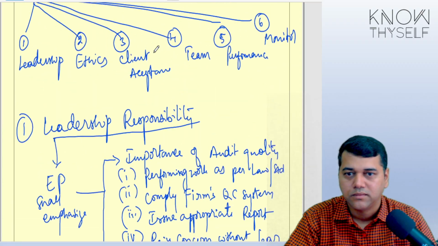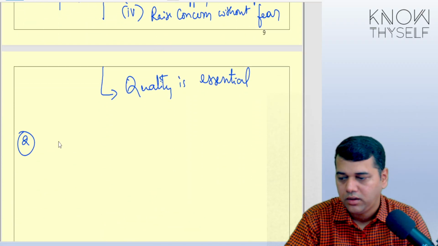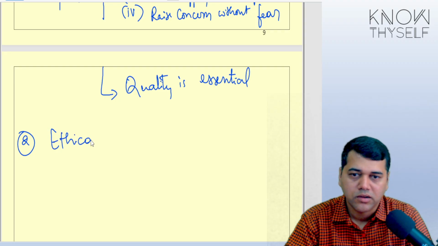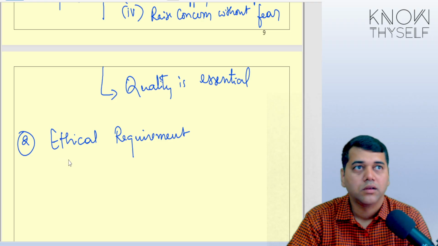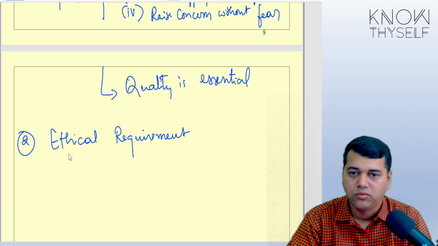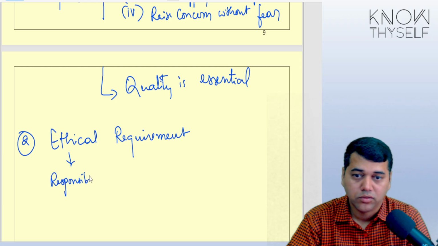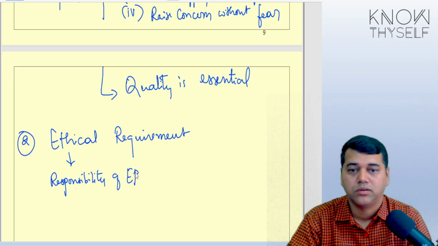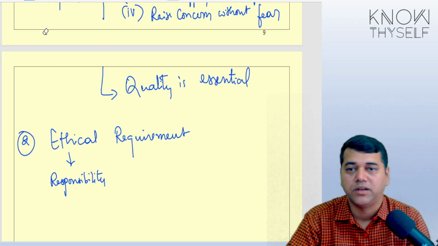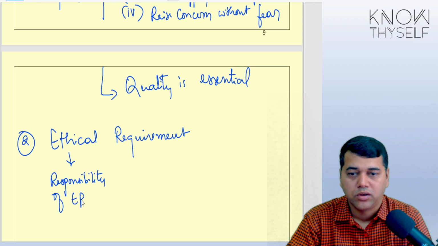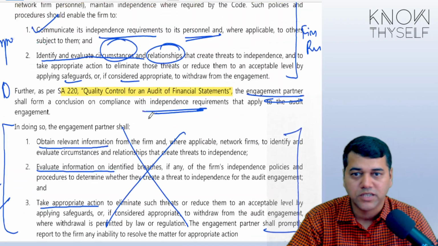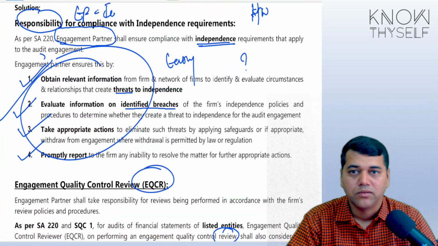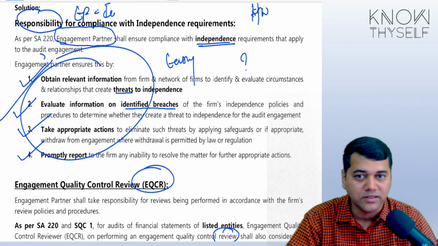Second, ethical requirements. Now, what is your ethical requirement? What is the responsibility of the engagement partner? For this, I will take this particular component for you to easily remember, because you please take it from the study material here. This one, this particular thing. This is easy.